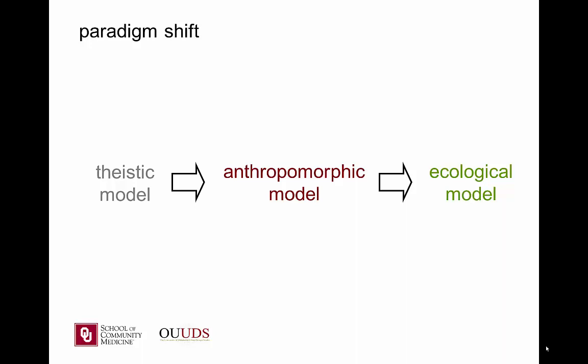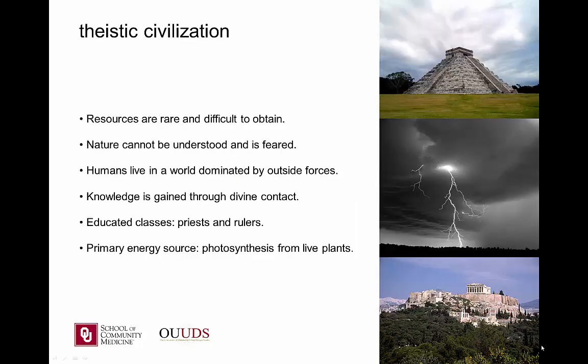I believe that civilization, and here I'm going to make the qualification that I'm primarily talking about Western civilization, has gone through two main paradigms and is possibly entering a third. I call these three the theistic, the anthropomorphic, and the ecological models. When civilization emerged about 6,000 years ago, resources were rare and difficult to obtain, nature was not well understood, and outside forces dominated the human world.